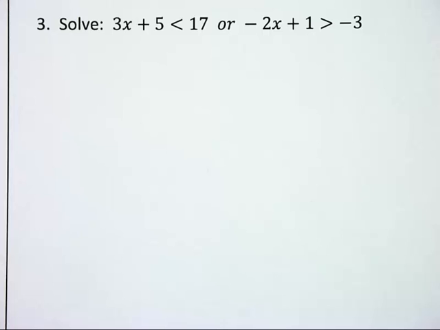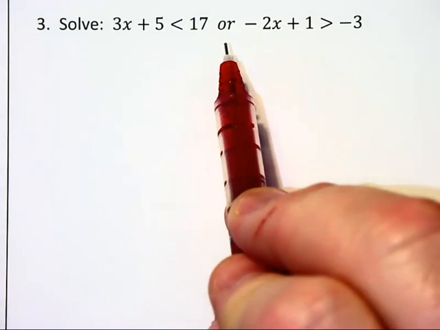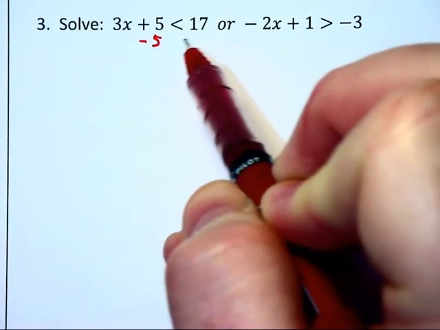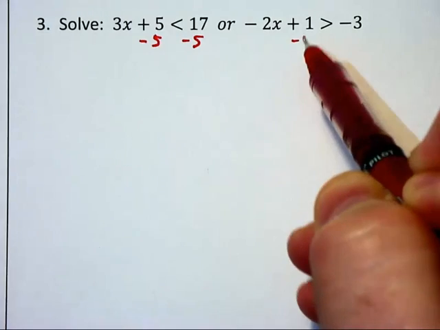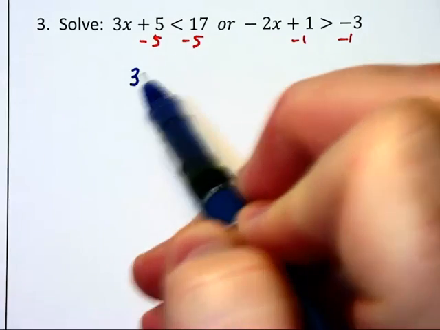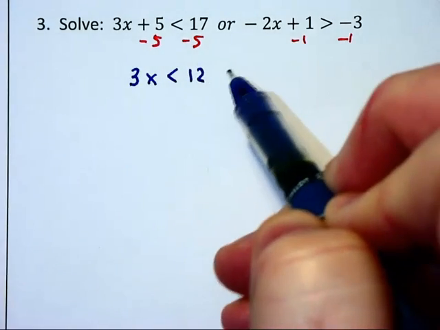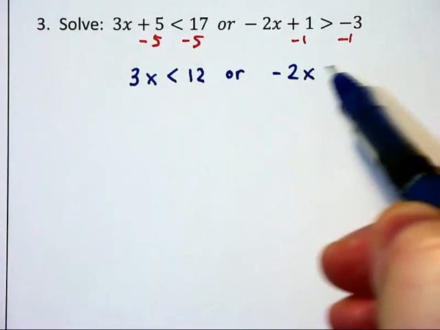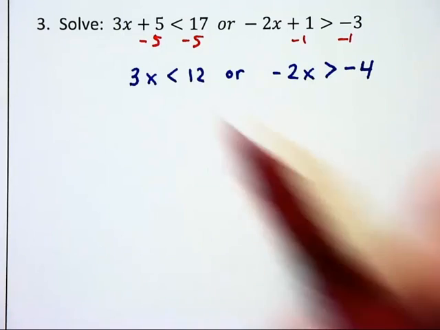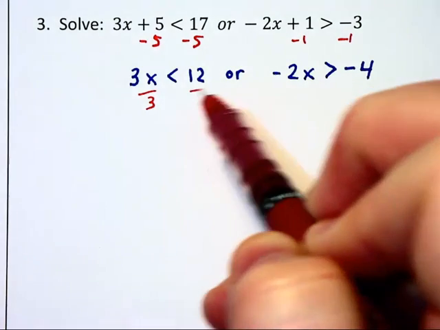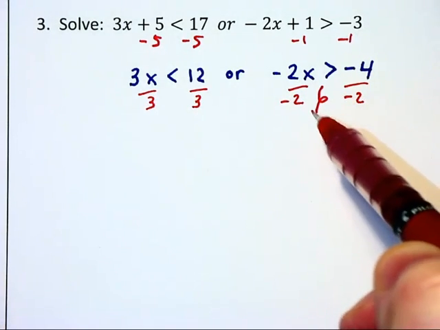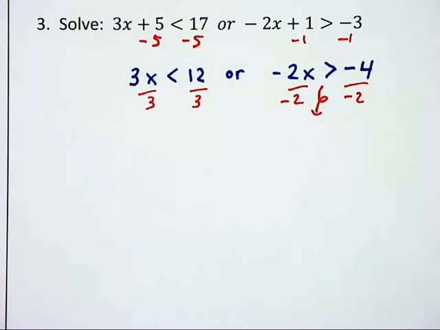We conclude with another problem that's joined by "or," and let's solve each of these inequalities separately. On the first one we will subtract 5 on each side, and on the second one we will subtract 1 on each side. This leaves us with 3x is less than 12, or negative 2x is greater than negative 4. Now we want to divide off the leading coefficient, so we will divide the first one by 3 and the second one by negative 2. And since we're dividing by a negative, we're going to be careful to change the direction of the inequality.